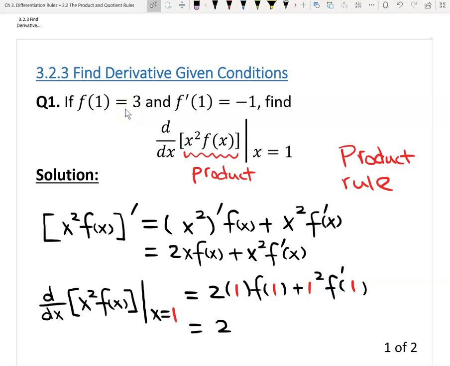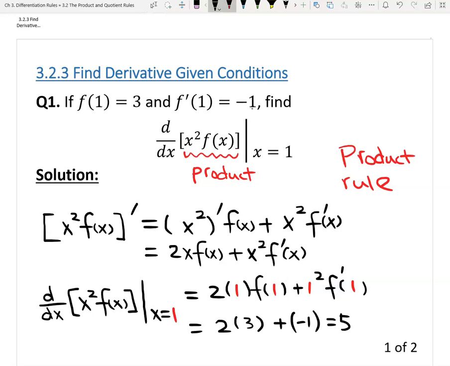One of the given conditions. So times 3, right? And plus 1 squared is 1, and the derivative at 1 is -1. Another condition. So -1, and then 6 minus 1 is 5.